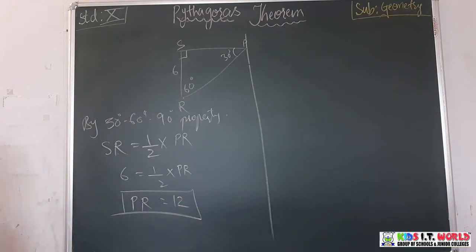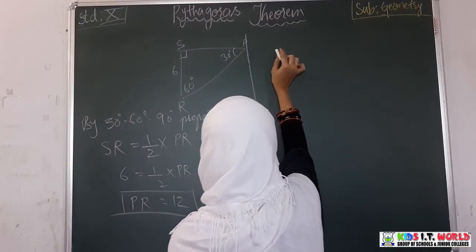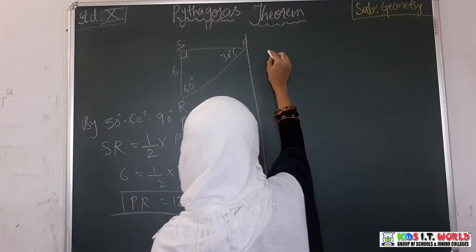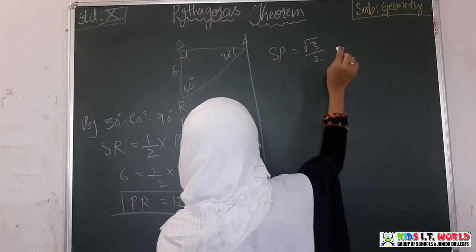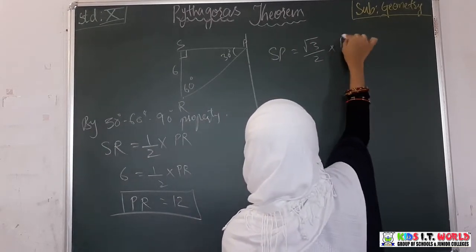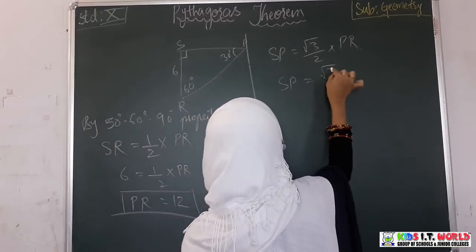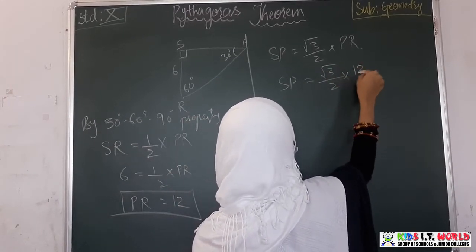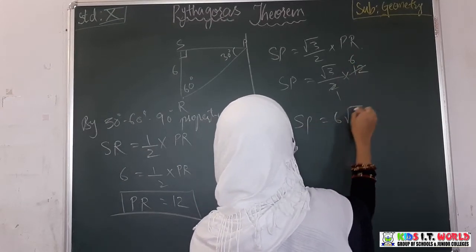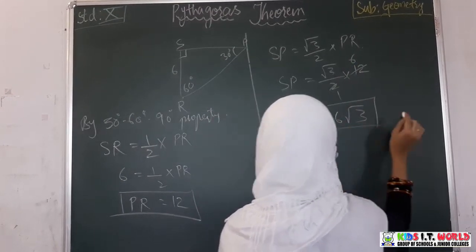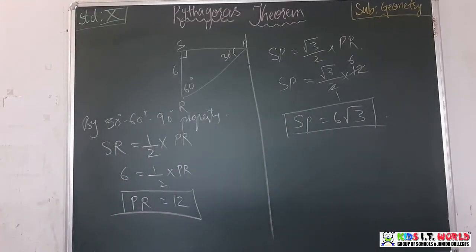Now we have to find SP. SP is the side opposite the 60 degree angle. So SP is root 3 by 2 times the hypotenuse. What is the hypotenuse here? PR. SP is equal to root 3 by 2 times PR. So SP is equal to 6 root 3. Like this we will find both the sides mentioned in the question.